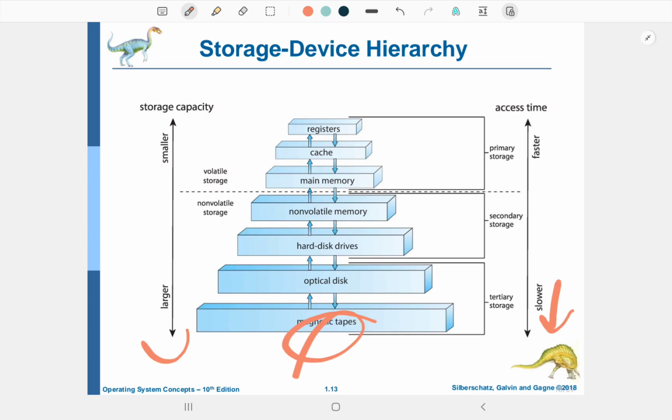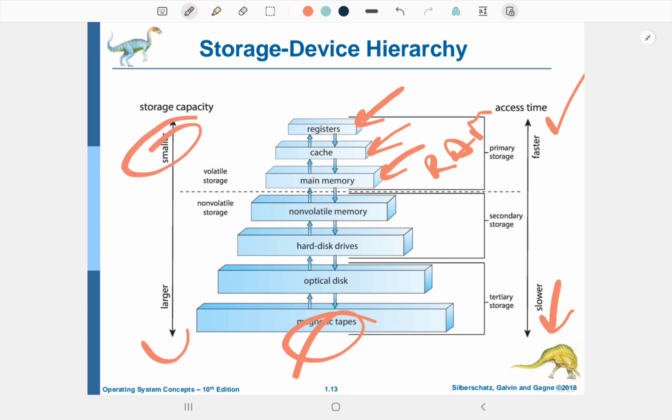Now on the top here you can see things like main memory. This is your RAM, right? And we have the caches and the CPU registers. So these are very, very fast compared to the devices in the bottom, but the problem is they're very small in storage capacity.